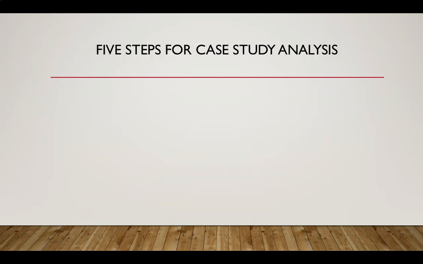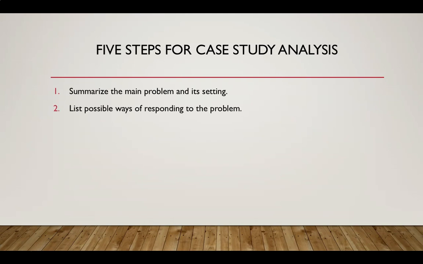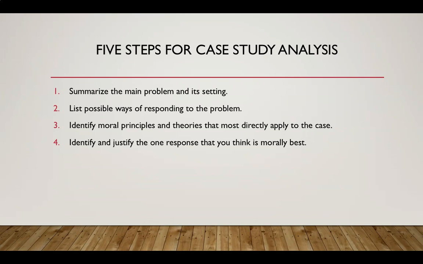All right. So there are 5 steps that we're going to talk through for case study analysis. Step 1 is summarizing the main problem and its setting. Step 2 involves listing possible ways of responding to the problem. Step 3 involves identifying moral principles and theories that most directly apply to the case. Step 4 is to identify and justify one response that you think is morally best. And then, finally, step 5, explain why the other possible responses are not as acceptable. Okay, now we'll go through each of these, and I will expand on them.